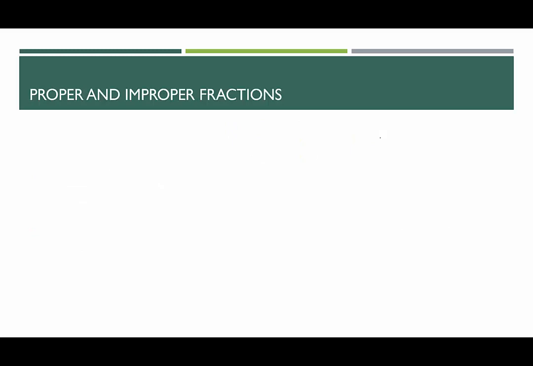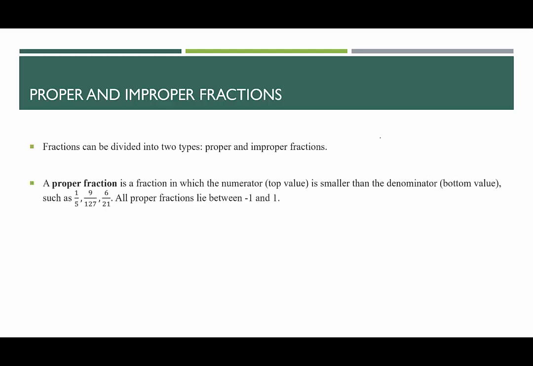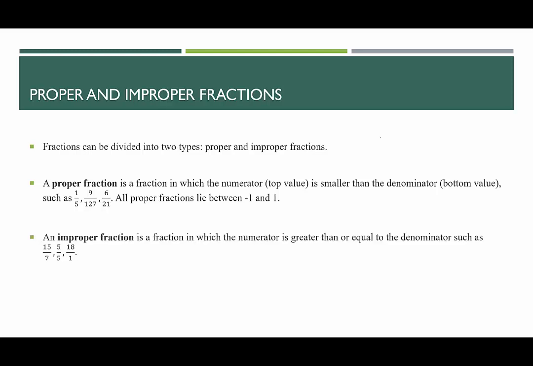The next thing we need to address is the two different ways that we can categorize a fraction. We can have a proper fraction or an improper fraction. A proper fraction is a fraction in which the numerator, that top value, is smaller than the denominator, the bottom value, such as 1/5, 9 over 127, 6 over 21. And then, fun fact, all proper fractions lie between -1 and 1 on a number line. So anytime the numerator is smaller than the denominator, that number has to be somewhere between -1 and 1 on a number line. All other fractions are improper fractions.